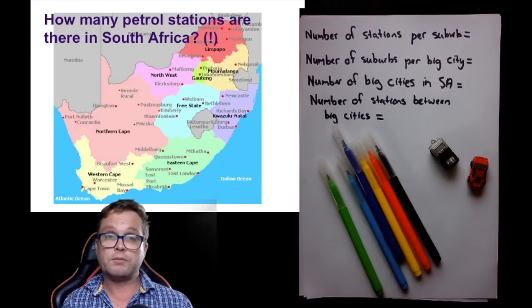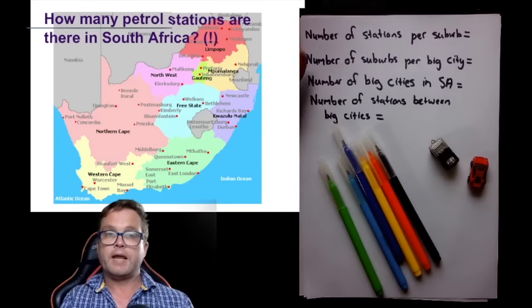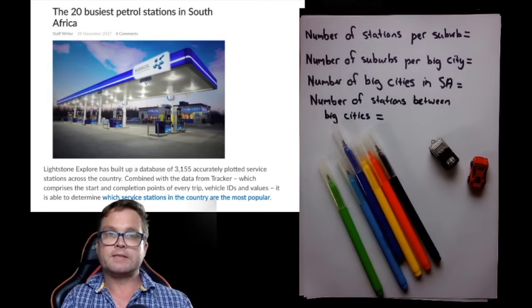You might want to build into your model an estimate for how many small cities there are, which each maybe have 1 or 2 petrol stations. And so you can come up with a rough answer, a ballpark figure, and you can see what you get. In fact, I checked online and I found a study. They were interested in finding the 20 busiest petrol stations in South Africa, and they refer to a database of 3,155 petrol stations that they considered. So perhaps the total number should be somewhere around that number.